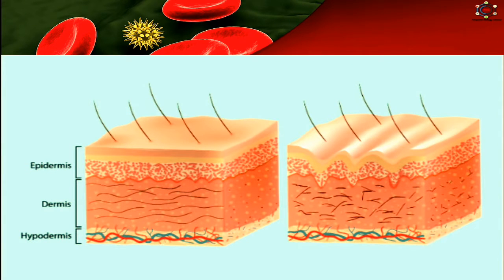The first one is the physical barrier. This in turn is of two types. The first one is the skin and the second is the mucous membrane. In the first picture you can see the skin. The skin provides a nice protective covering to the body.